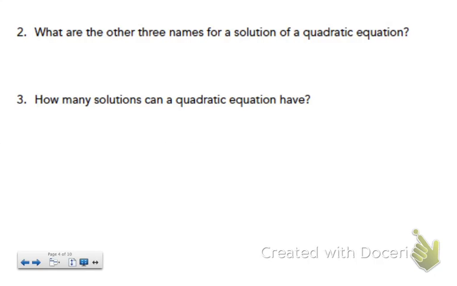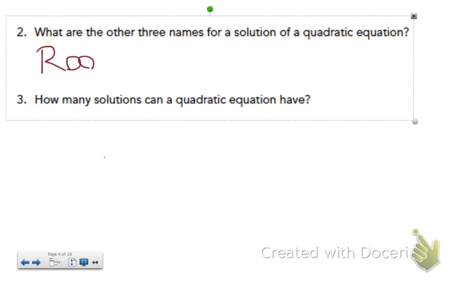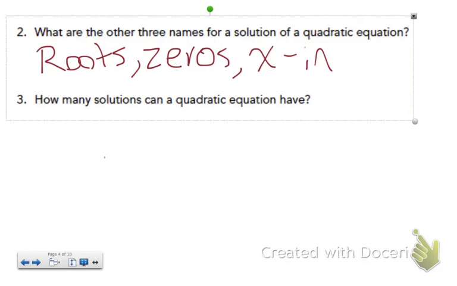Number 2, what are the other 3 names for a solution of a quadratic equation? So remember, you might also hear them called roots, zeros, or x-intercepts. And it all means the same thing. They're all asking for solutions, or in other words, they're asking where does this function cross the x-axis.